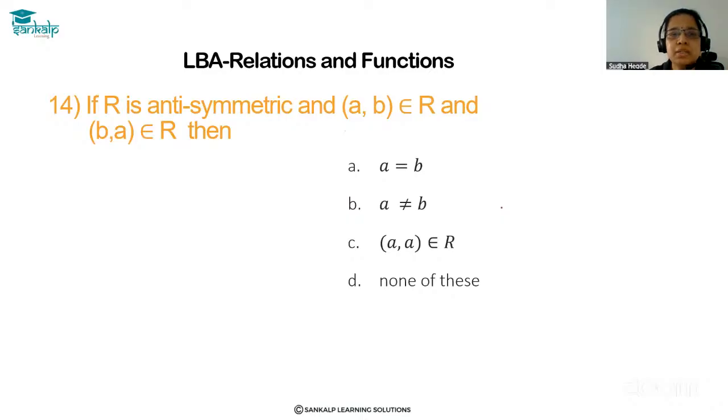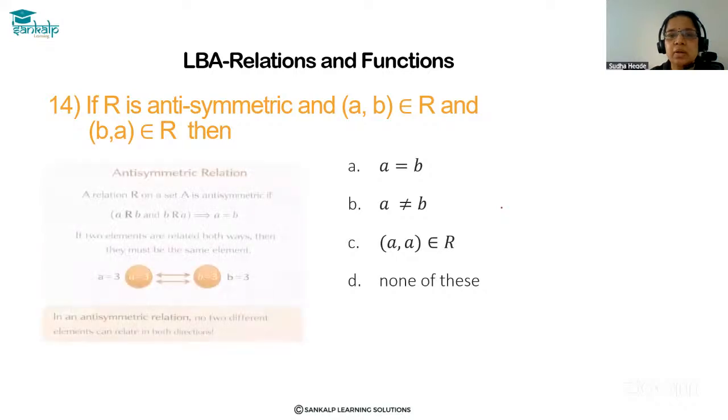Hi students. If R is antisymmetric and (a, b) belongs to R and (b, a) belongs to R, then you need to check the options. Option A, a is equal to b. Option B, a not equal to b. Option C, (a, a) belongs to R. Option D, none of these.